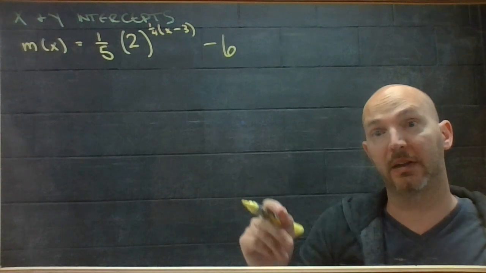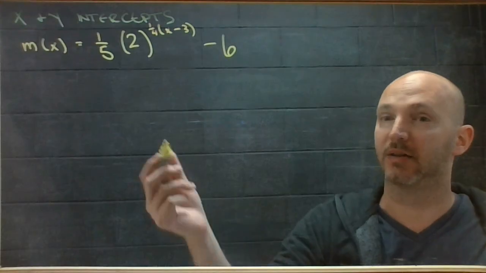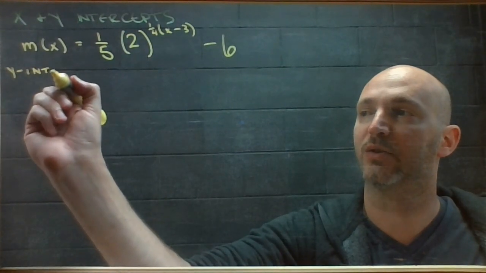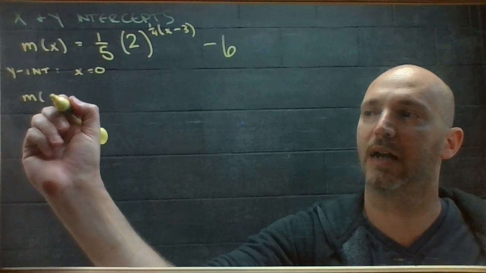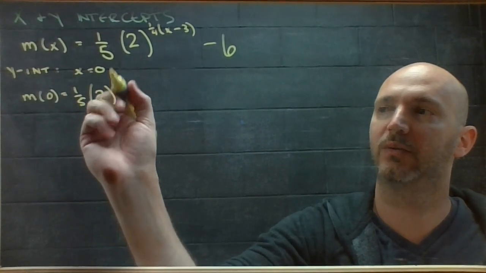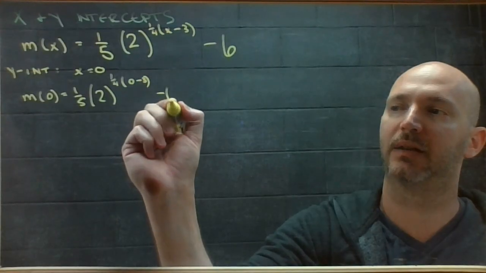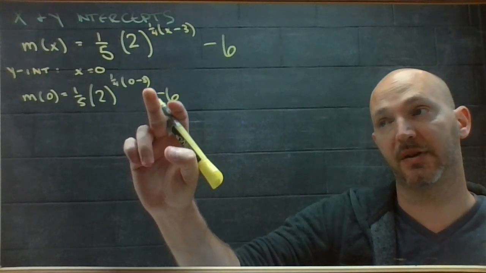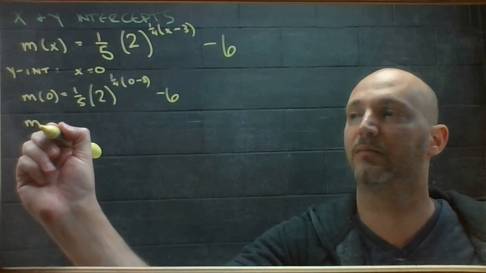So we're going to try and find the x and y intercepts for this particular exponential function. So as always, we get the y-intercept first, which you do by setting x equal to 0. So m at 0 would be 1/5 of 2 to the exponent 1/4, 0 minus 3, minus 6. Order of operations says I have to clean up the argument first. So 0 minus 3 is -3.